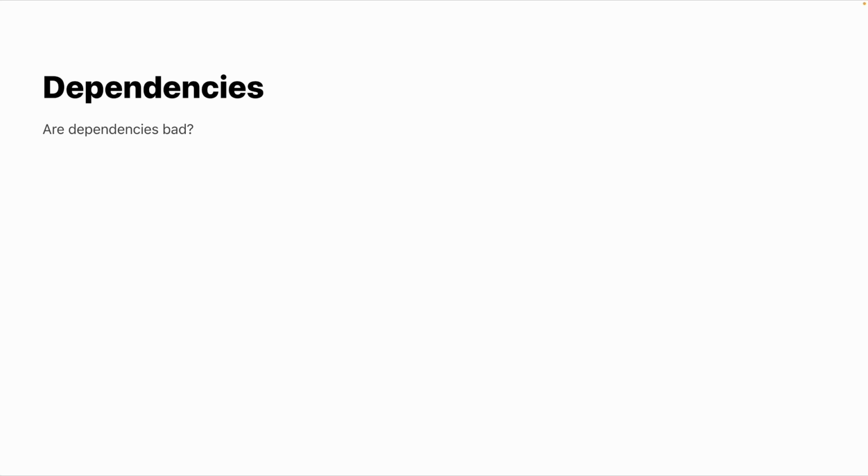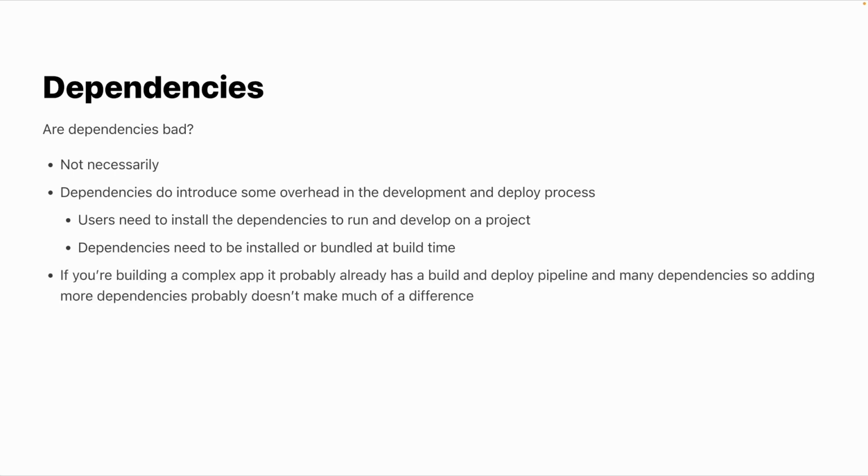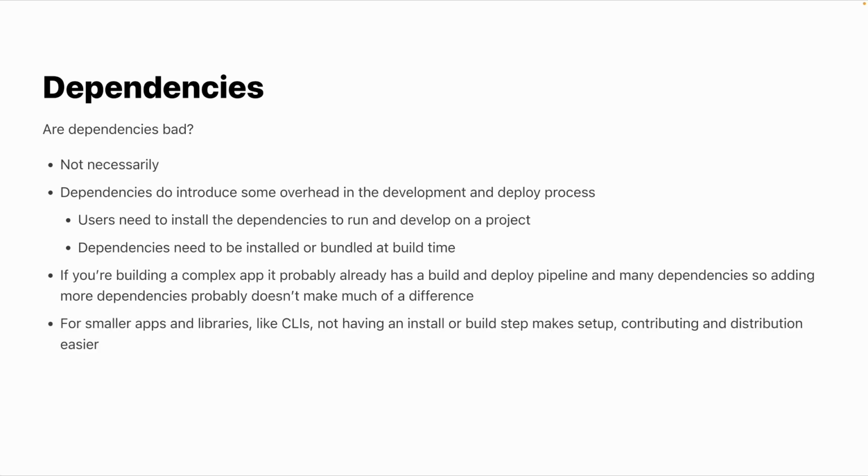So, are dependencies bad if we don't want to have any of them? Not necessarily. Dependencies do introduce some overhead in the development and deploy process. As I mentioned before, users need to install the dependencies to run and develop on a project, and dependencies also need to be installed or bundled at build time. If you're building a complex app, it probably already has a build and deploy pipeline and many dependencies, so adding more dependencies probably doesn't make much of a difference. For smaller apps and libraries like CLIs, not having an install or build step makes setup, contributing, and distribution easier.